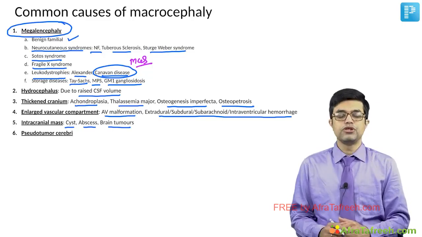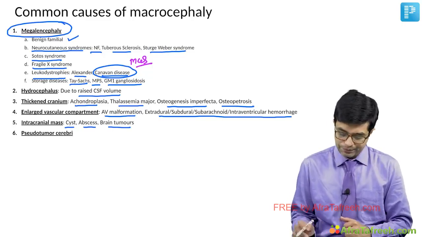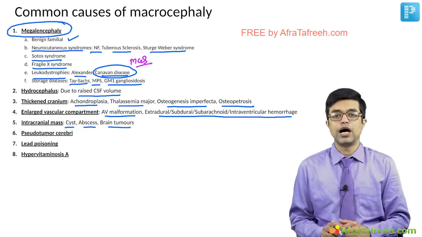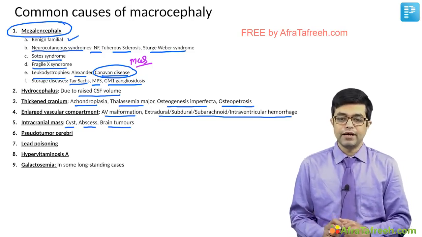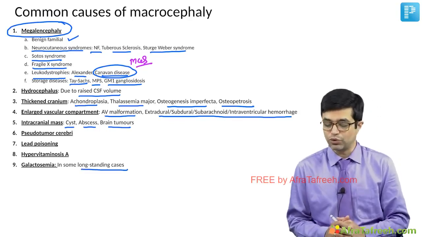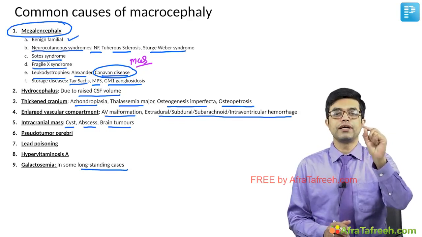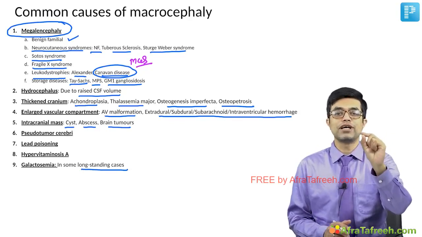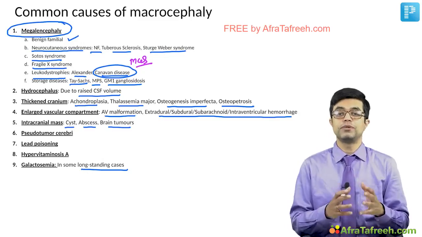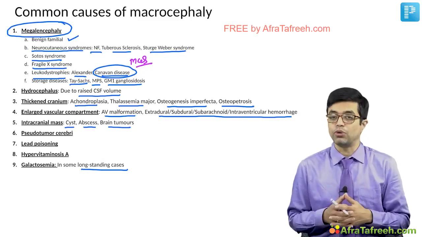It can occur due to a condition called pseudotumor cerebri. It can occur due to chronic lead poisoning. It can occur due to hypervitaminosis A. And finally, galactosemia. In some long-standing cases, you may find macrocephaly. All of the following can lead to macrocephaly except. This is how questions can be asked in super specialty, and so the list is important.